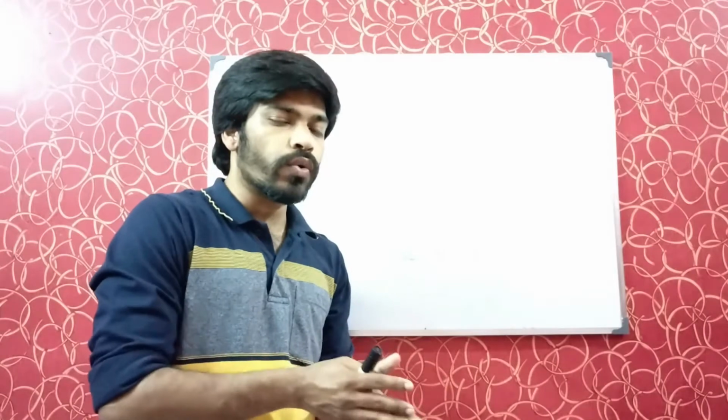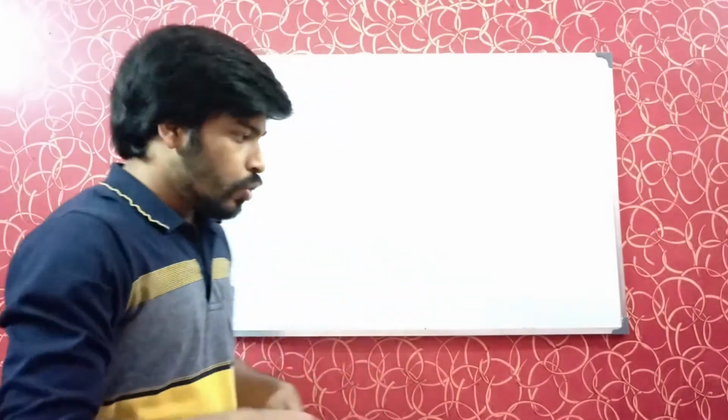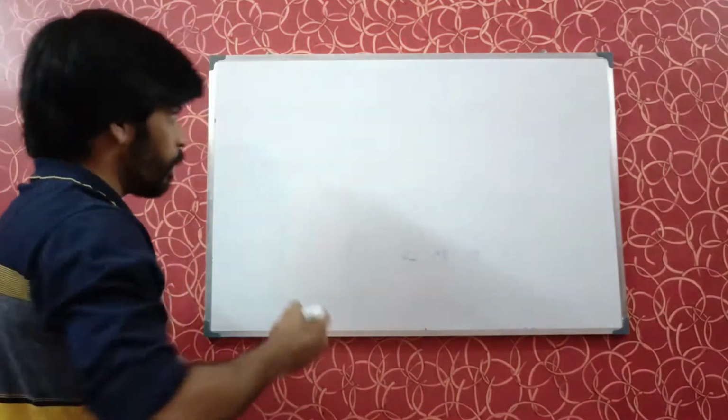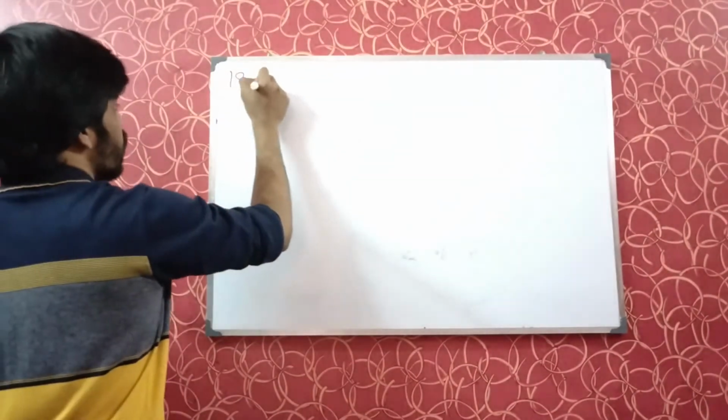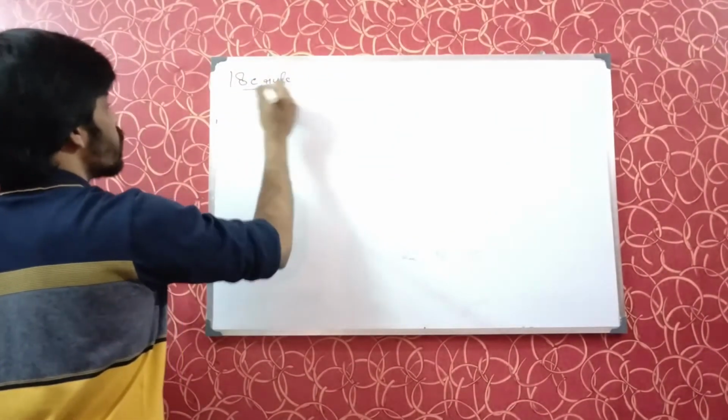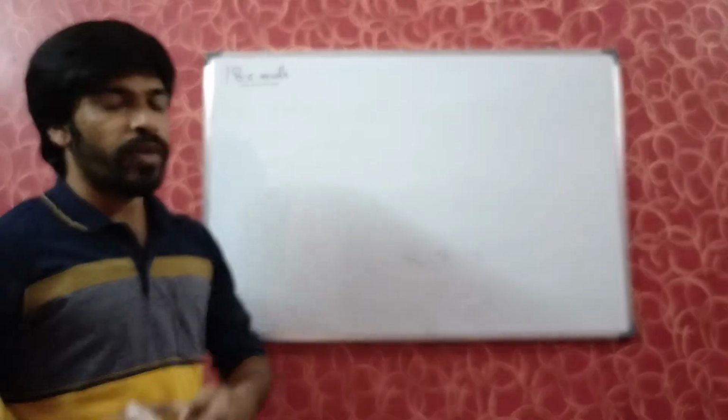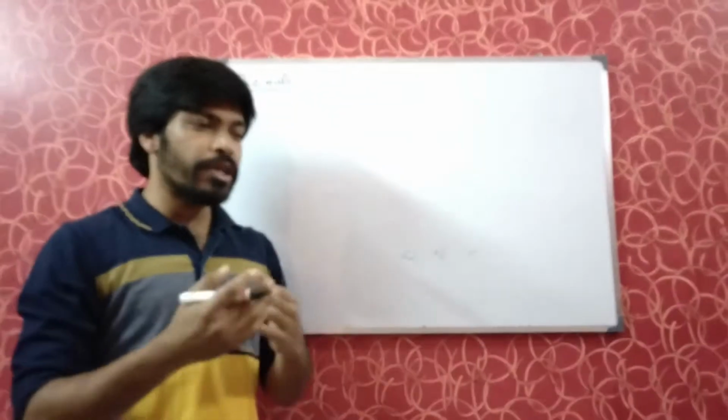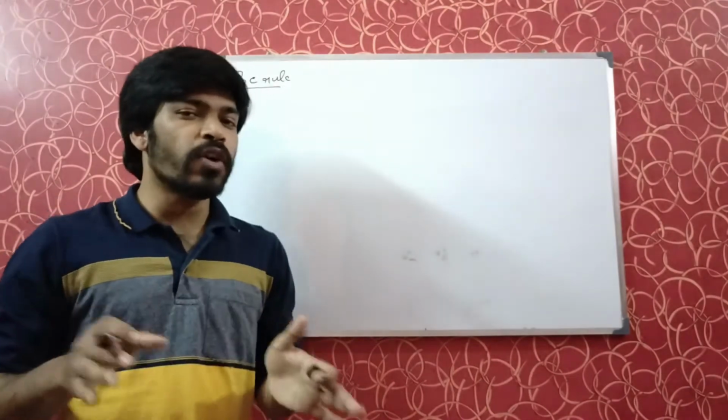Hello everyone. In this lecture, I'll be discussing the correlation between the 18 electron rule and the molecular orbital theory. So what does the 18 electron rule say? The 18 electron rule says that any coordination complex will tend to have 18 valence electrons. That will be its most stable state.